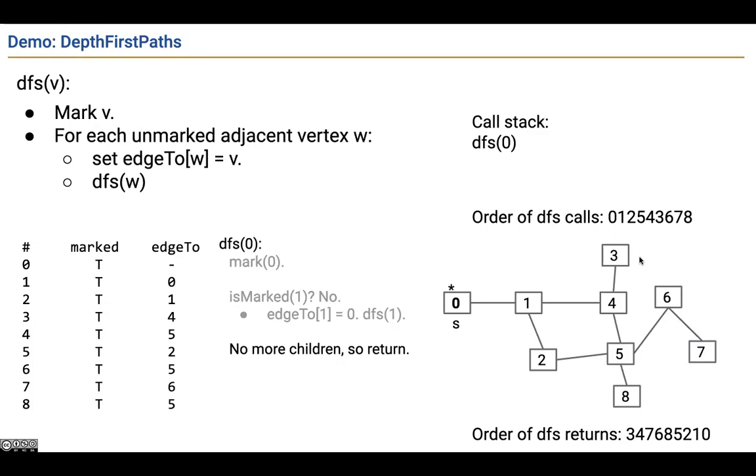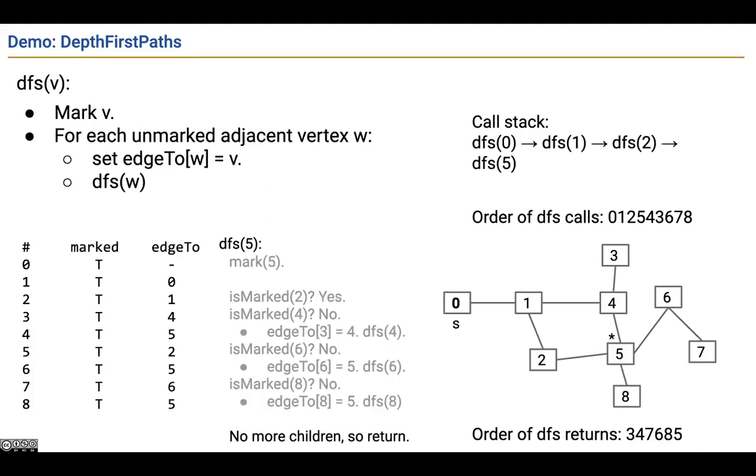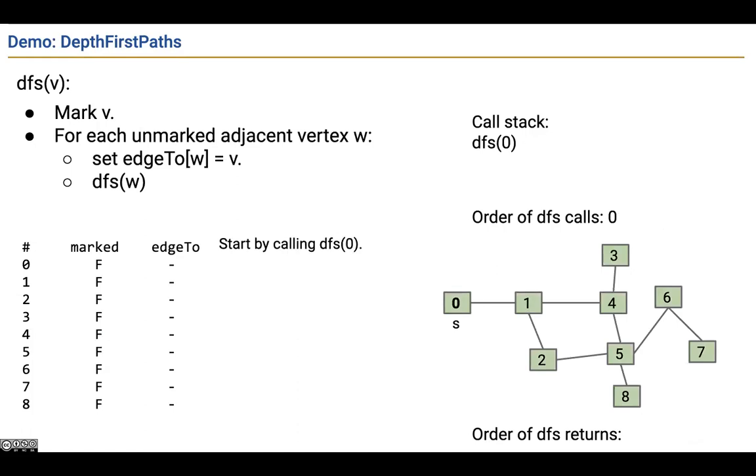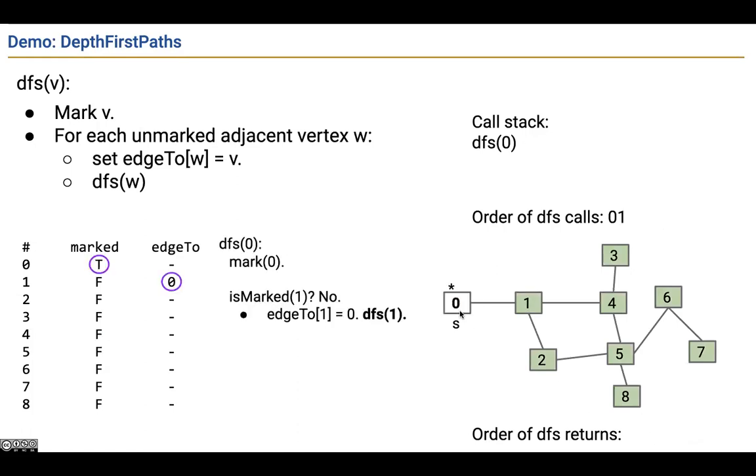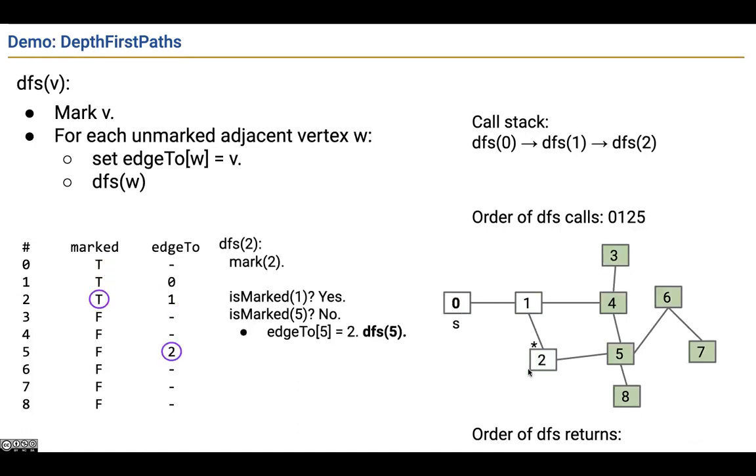every time I called DFS for the first time, that is, I marked the vertex, I called DFS on it, I actually wrote down the order in which I called DFS. I also wrote down the order in which the DFS calls finished. So for example, if I go all the way back, look, I called DFS on 0 first, then I called it on 1, then I called it on 2. So I'm writing down the order in which I'm calling DFS up here.